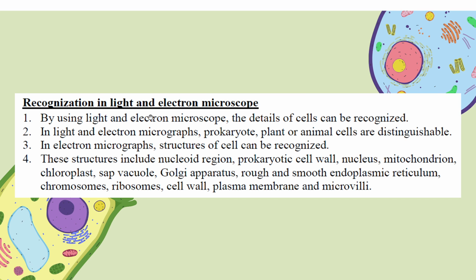And recognition in the light and electron microscope is quite different. So remember, in both light and electron microscopes we can distinguish different kinds of cells, but only with the electron microscope can we distinguish the inner structure of the cell. So because of the advancement of the electron microscope, now we can see clearly what's happening inside the cell.